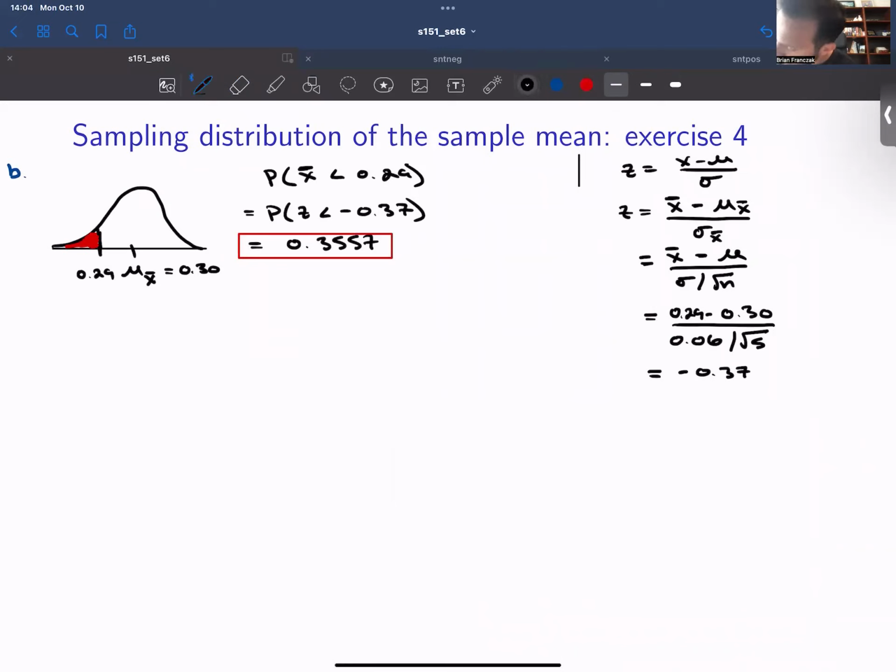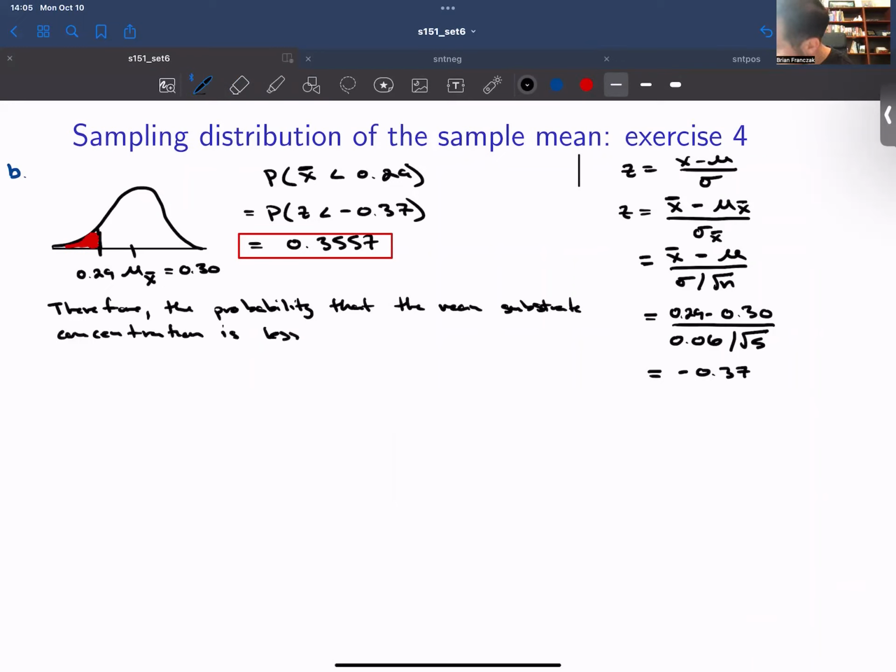And we can say, therefore, the probability that the mean substrate concentration is less than 0.29 milligram per centimeter cubed for samples of size 5 is 35.57%.